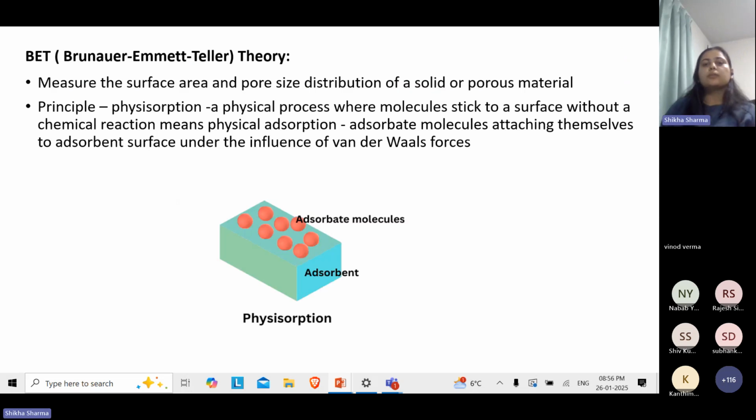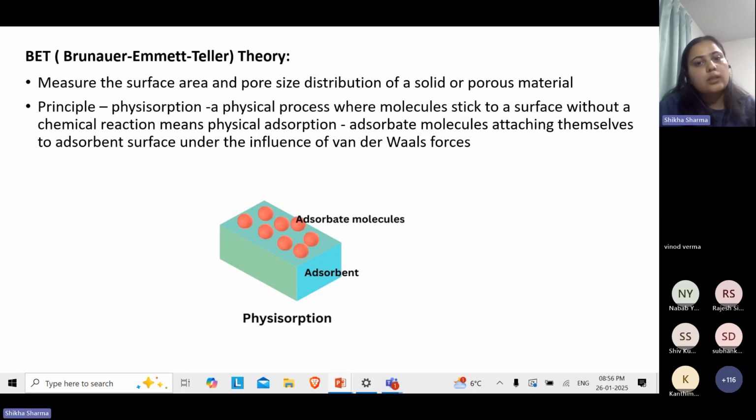BET is basically an equipment which works on the principle of BET theory. In that equipment, it works on the principle of physisorption, which means that on any adsorbent, any material, maybe food or any solid or porous material, the water vapor molecules or gas molecules like nitrogen form a physical bond, physical adsorption. So it sticks on the surface, but there is no chemical bond formation.